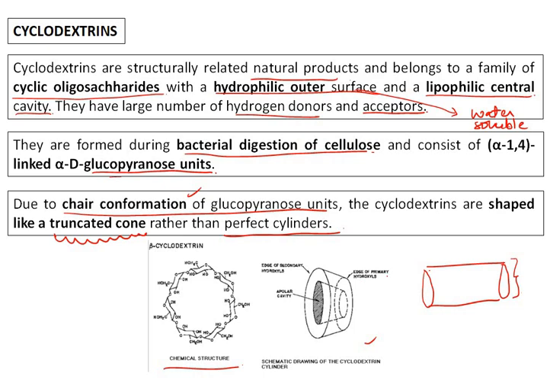And if you can read, the outer part is hydrophilic in nature, and the inner part is an apolar cavity, or we can say a lipophilic central cavity, right? So because of the outer part, which is water attracting, cyclodextrins are soluble in water, right?